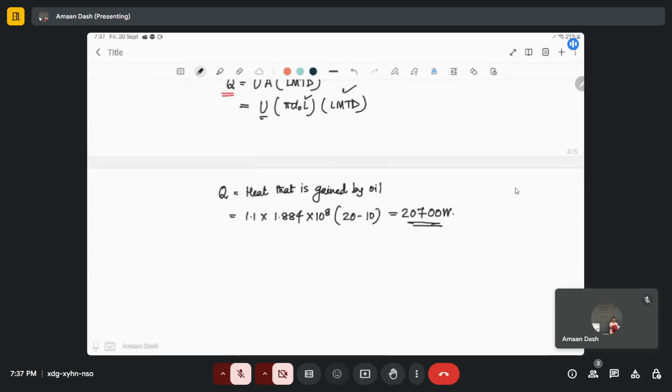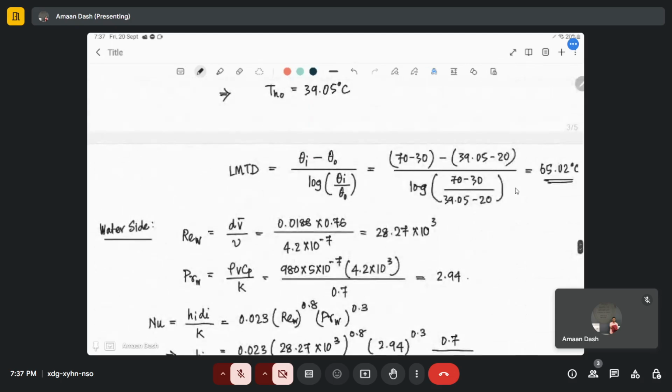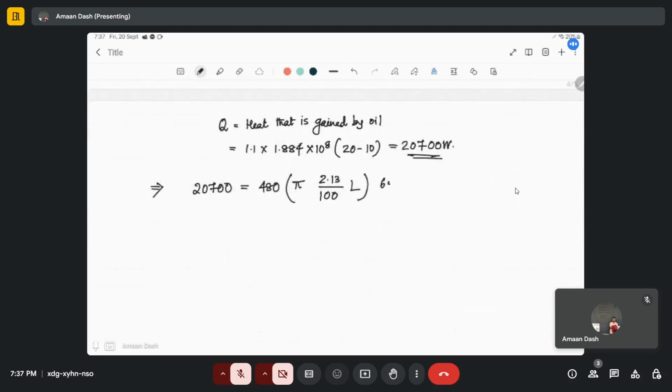And now substituting this Q value, we have 20700 equal to U is 480, then we have pi, D is 2.13 divided by 100, times L and LMTD. So LMTD we got how much? 65.02. So if you simplify this, you can get the length of the double pipe heat exchanger to be approximated to be more or less 15 meters.